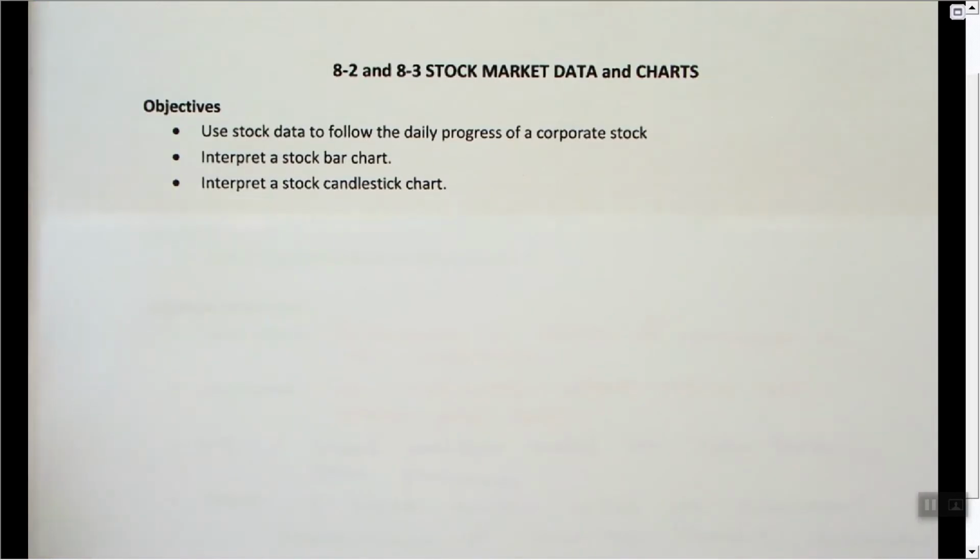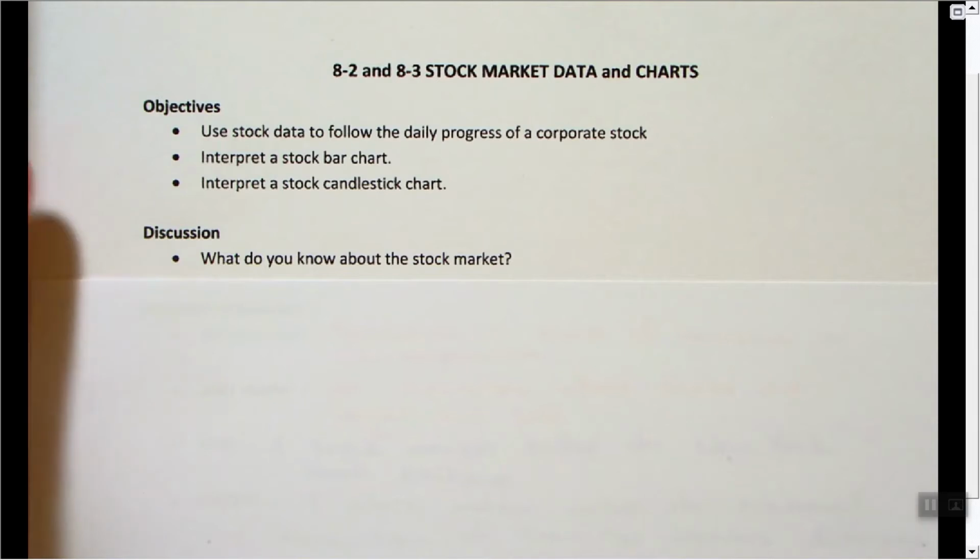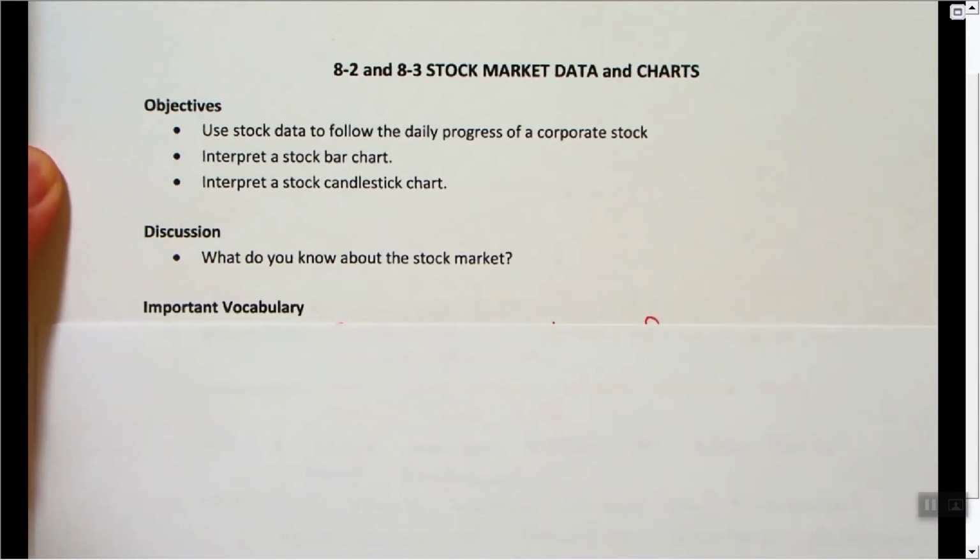The first question I'd love to have if I was in class was, what do you know about the stock market? If you're in class, please pause the video and discuss this with someone around you. If you're not in class, you may think about, well, that's a place that you can invest money. It somehow goes up and down. I'm guessing you don't know a lot about what it is and how it works, but you know that it's there and it's a thing people talk about. So we'll talk about that.